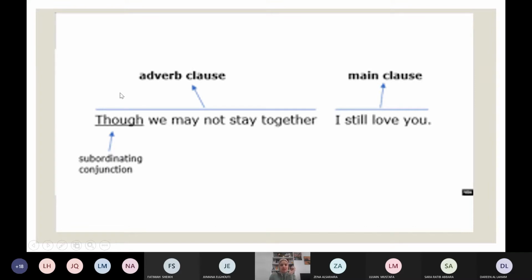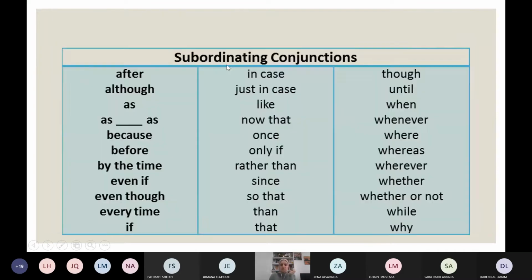So is it an adjective or an adverb clause? Does it start with any of the relative pronouns? No. So it's an adverb clause. Though we may not stay together, it starts with a subordinating conjunction. It's an adverb clause. Some of the subordinating conjunctions are here.